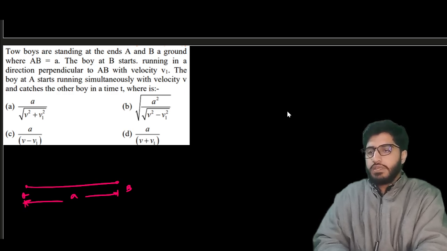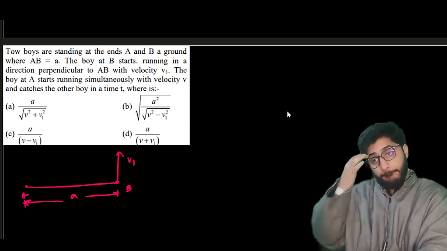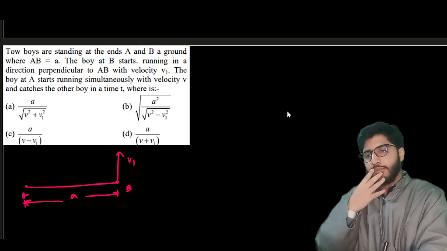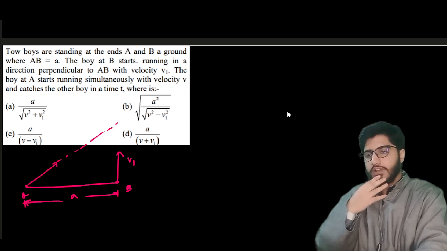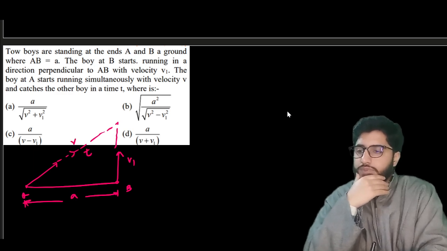The boy B starts like this, so his velocity will be v1. The boy A starts running simultaneously with velocity v and catches the boy in time t. So it will go like this, and it will catch the boy after time t. Its velocity is v. This is theta.